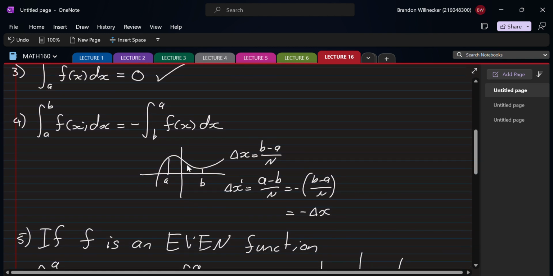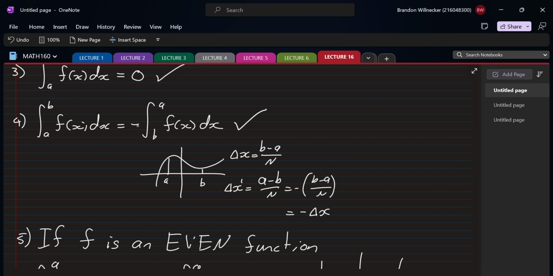Number 4, so with this one, just by looking at the picture, we can see what's going on there. But here on the right side, we see that if we do swap the bounds, the new delta x, delta x prime, is minus the original. So the minus comes out, and that's why we get this minus sign here. Okay, so I'll leave that for homework to write it out fully.